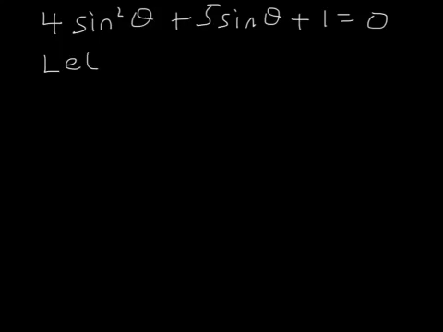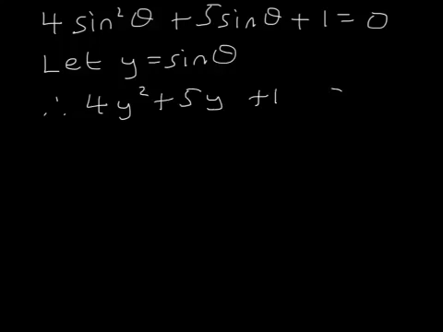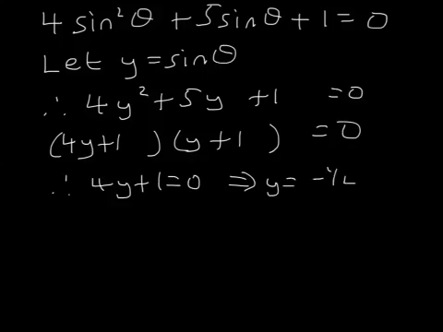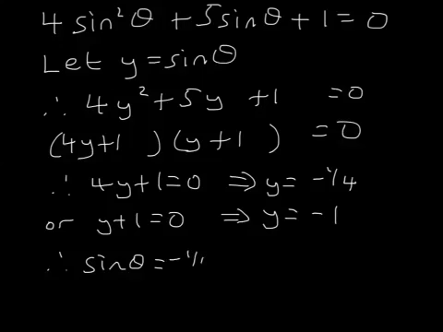So let's write y equal to sine theta. So we get 4y squared plus 5y plus 1 equals 0. That's a normal quadratic. I think it's 4y and y, and plus 1 and plus 1. So therefore 4y plus 1 equals 0, which means y is minus a quarter. Or y plus 1 equals 0, which means y equals minus 1. What was y? It was sine theta, so sine theta is minus a quarter, or sine theta equals minus 1.